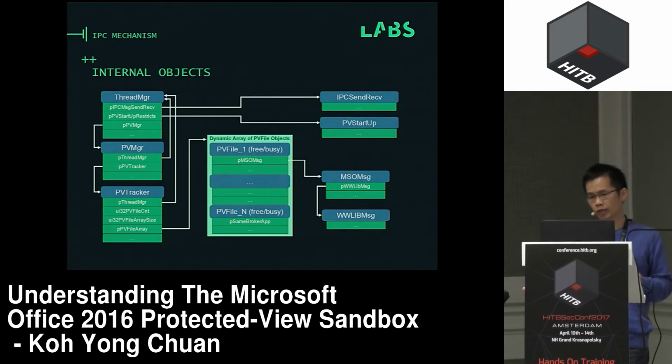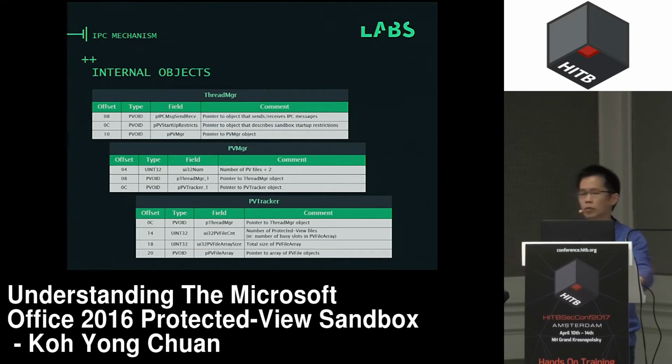shown by the PV file count, and all untrusted files are individually represented in an array of PV file objects pointed to by the array. In this dynamic array, each PV file can be free or busy, depending if the corresponding file is open or closed. And finally, each PV file points to a MSO message and WWW message objects, which should then store information about each individual IPC message.